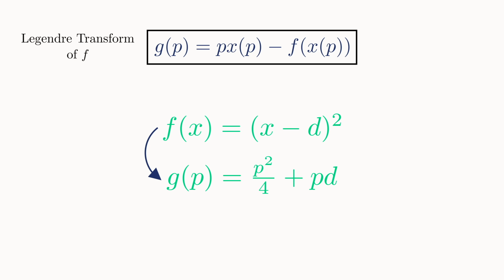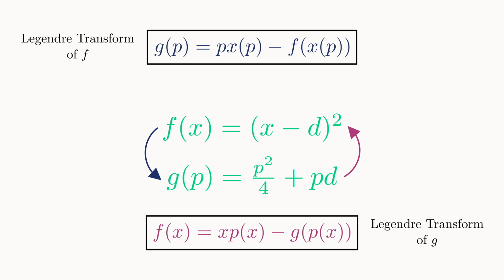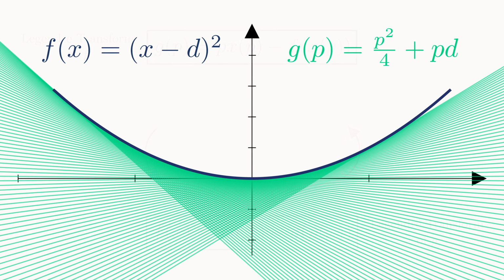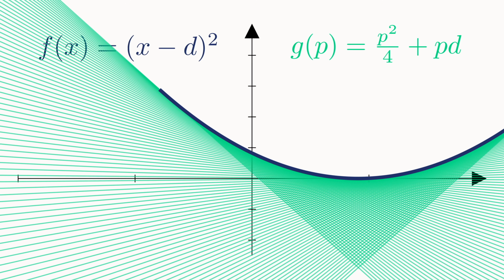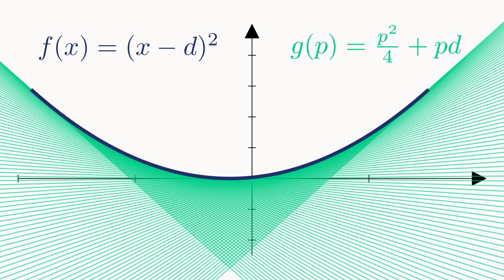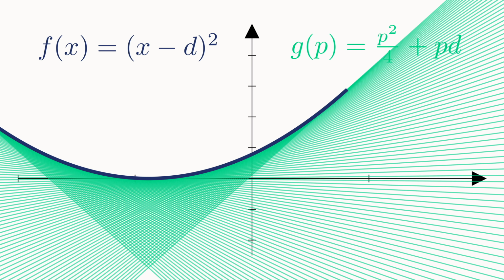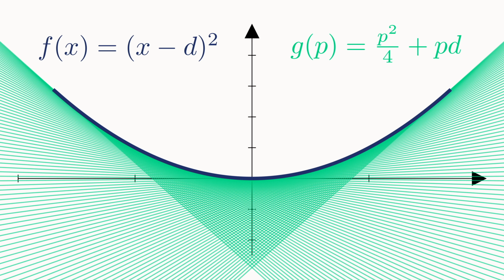And because no information has been lost in this updated process, we can also find the Legendre transform of g and arrive back at the original f. We now truly have two ways of expressing the same information. One that depends on the variable x, and the other that depends on the variable p, providing a beautiful duality between points and lines.